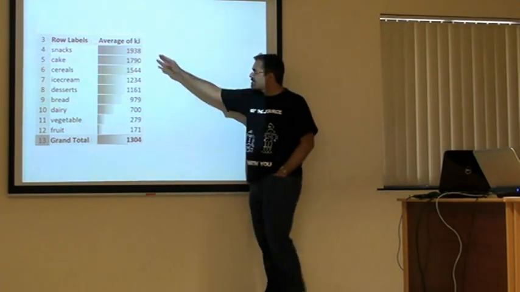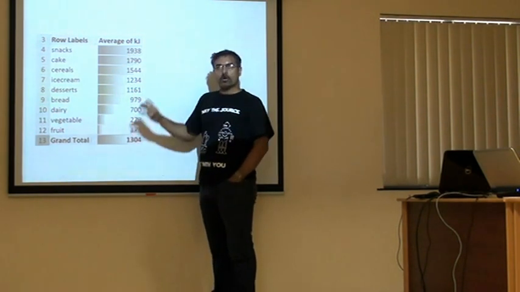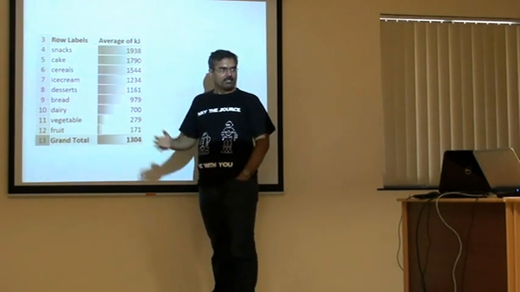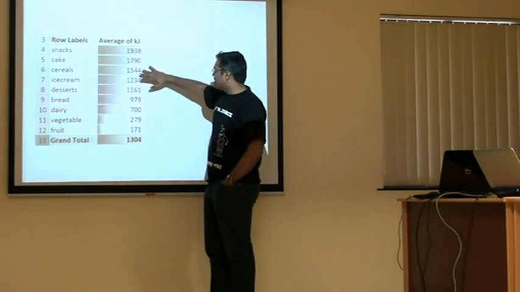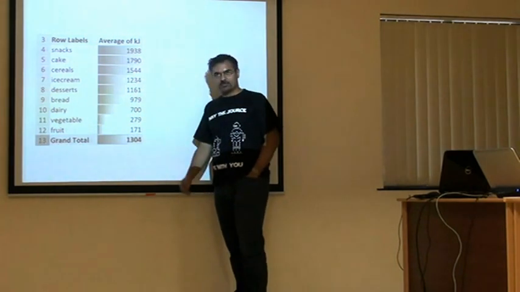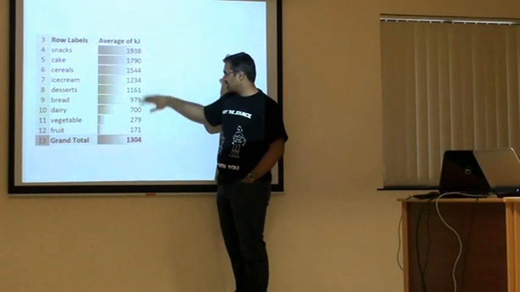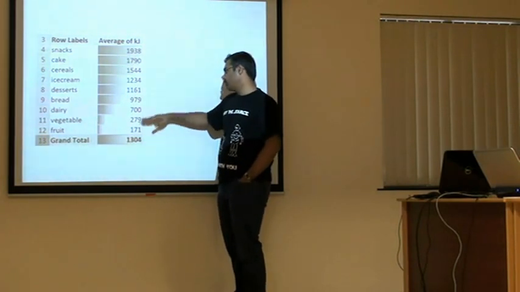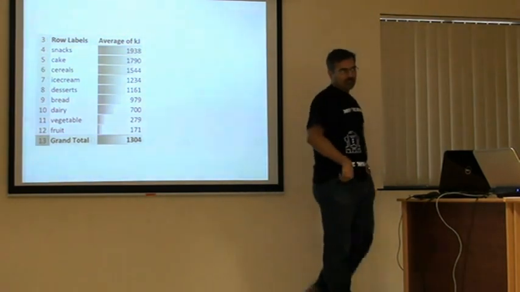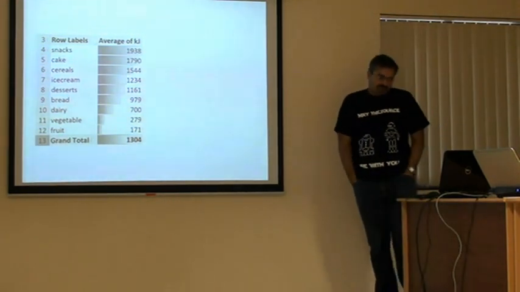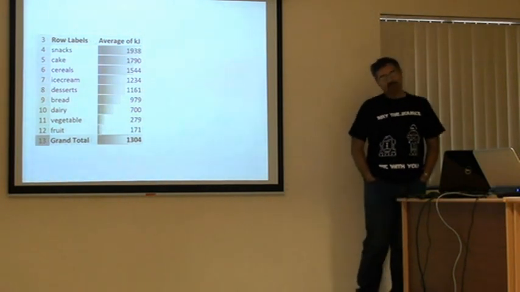So it looks like snacks have a lot of calories, followed by cakes. This is all per 100 grams, so you know that it's comparable. Absolutely no surprises here. Snacks and cakes, fine. Cereals, fairly high. I don't know if you were expecting that. Ice creams in the middle, desserts in the middle, bread somewhat lower, dairy, fruits and vegetables among the lightest things that you can eat. I'm surprised the vegetables are higher than fruit. I guess it's because fruit has sugar in them.